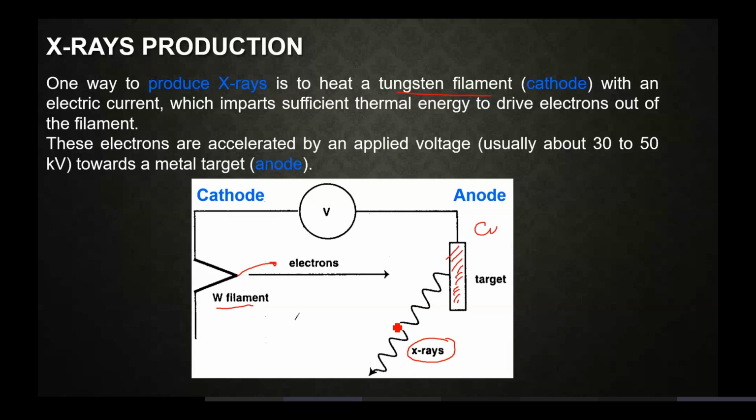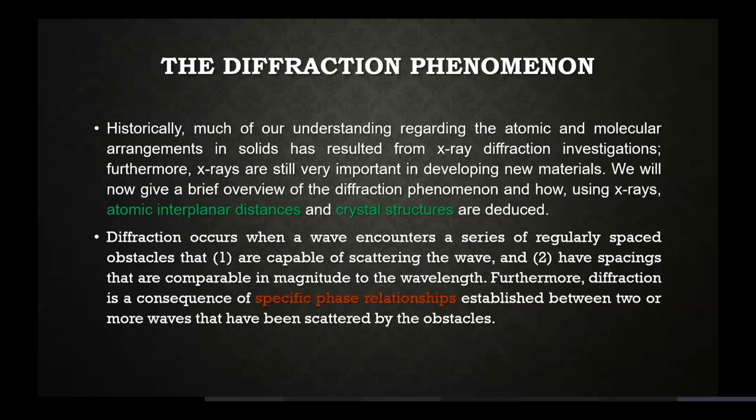Now, before we begin understanding what is interplanar distance and how the crystal structure is being deciphered, you need to understand that X-rays, when they interact with material, result in the phenomenon of diffraction or scattering. And this diffraction occurs when an X-ray encounters a series of regularly spaced obstacles. What is this series of regularly spaced obstacles?